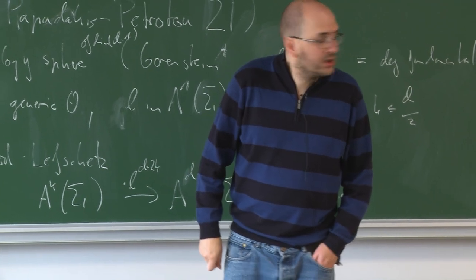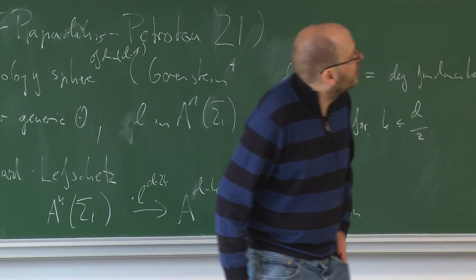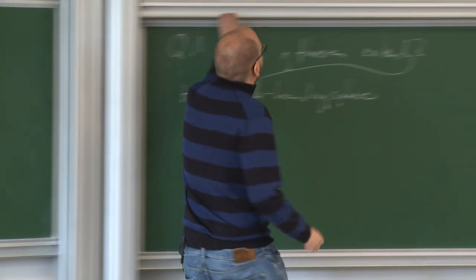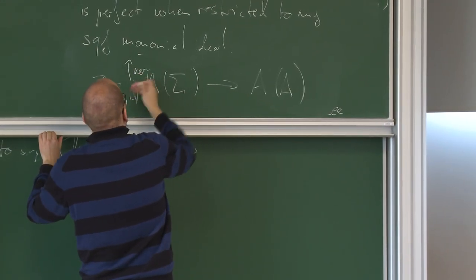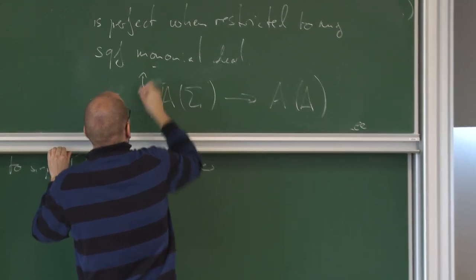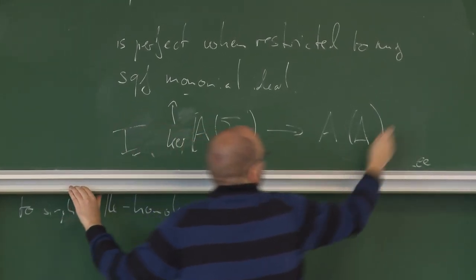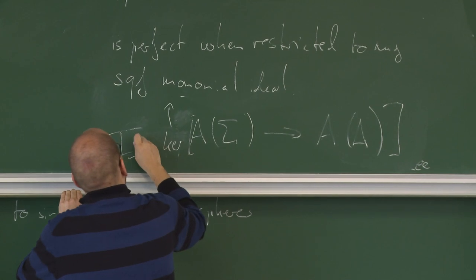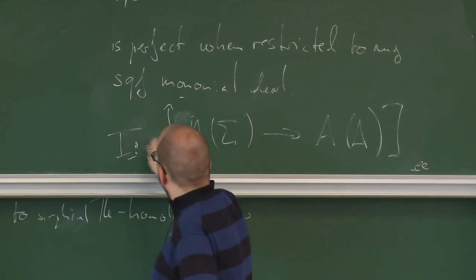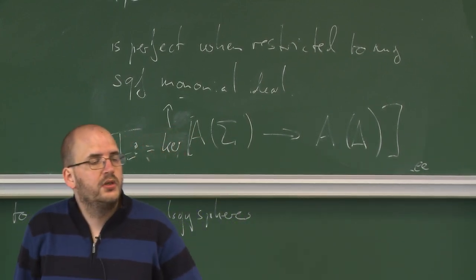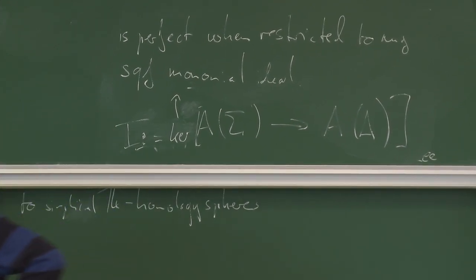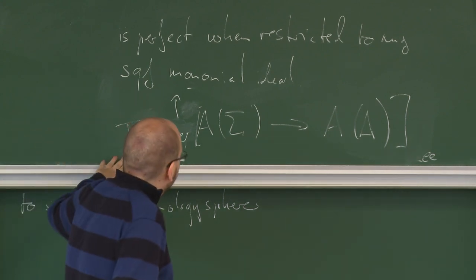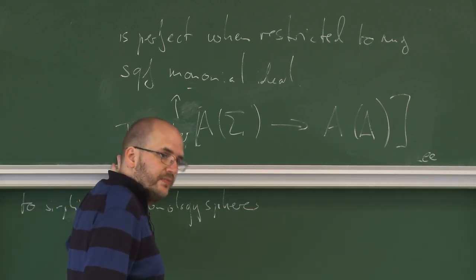Thank you. So this means that there is some subcomplex delta. Take any subcomplex. So for any ideal of this form, okay?